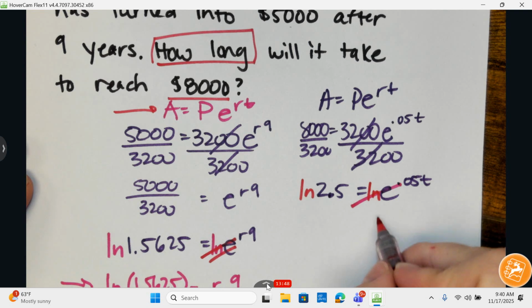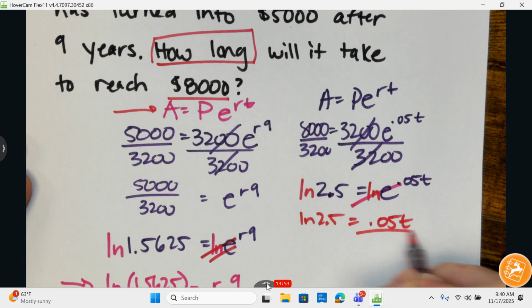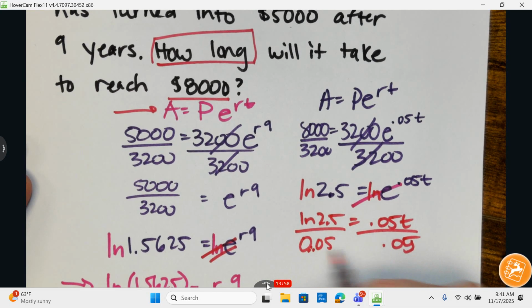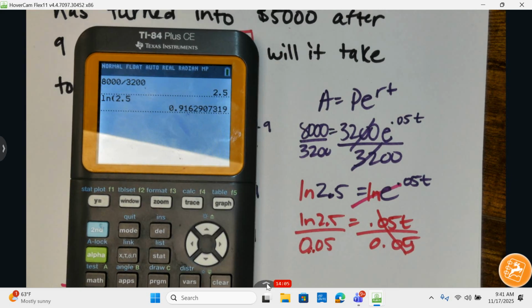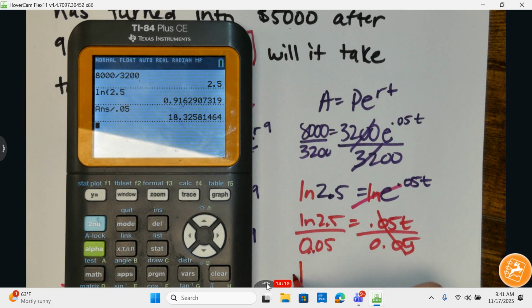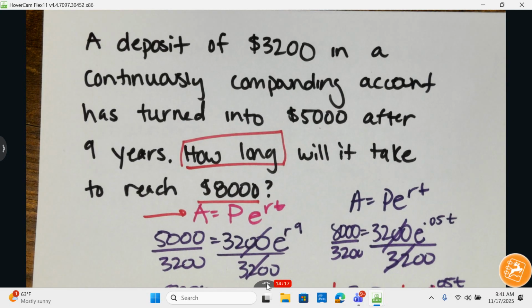And now I have t is equal to the ln of 2.5 divided by 0.05. On my calculator, I can take the ln of 2.5 and make sure to press enter, then divide it by the 0.05. Okay, how long? It will take approximately 18.3 years to achieve the 8,000 based on this criteria. At this time, please press pause on this video and please complete problem number 5 in the homework.